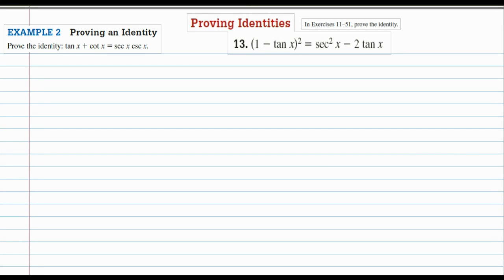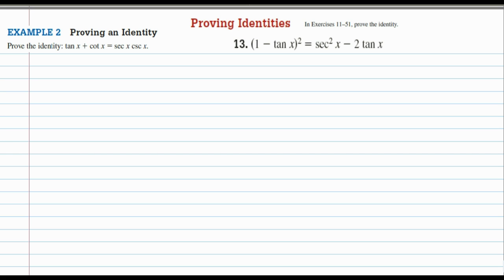This is the screencast for section 5.2, example 2. We're going to prove identities. So in other words, the problem gives you that tangent of x plus cotangent of x equals secant of x cosecant of x. They're telling you that is true, and you will assume that it is true. You just have to show that the left side does equal the right side.